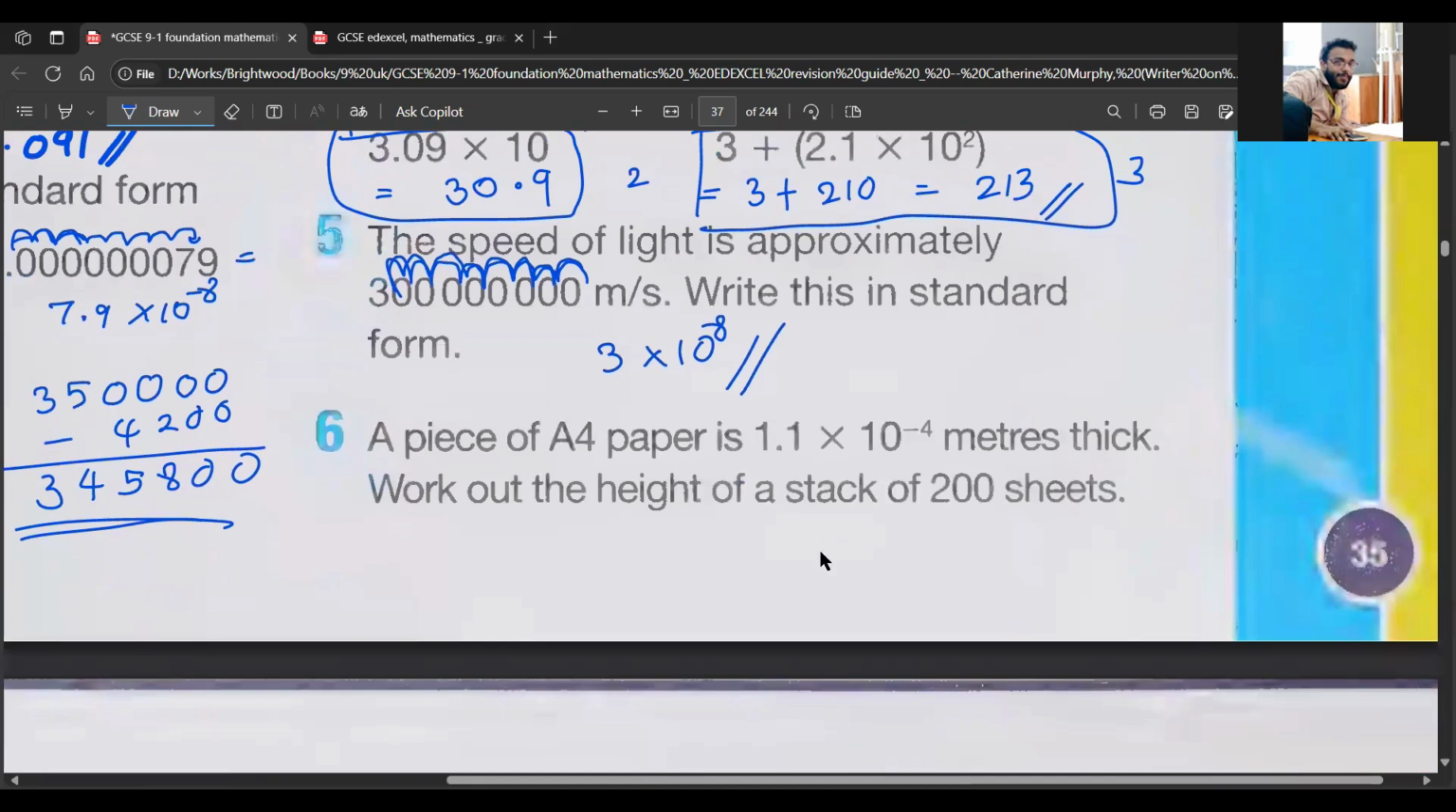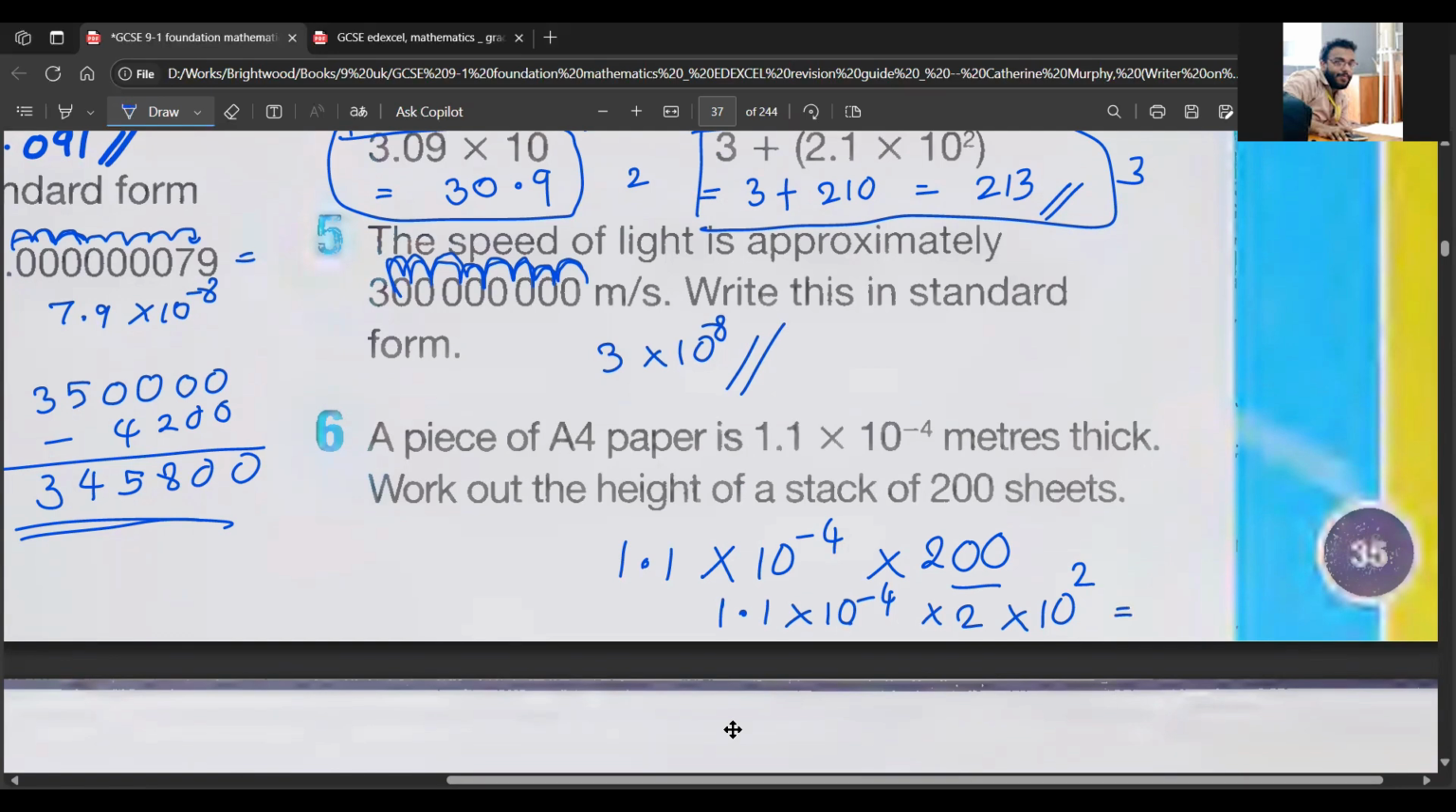Here, a piece of A4 paper like this. So work out the height of the stack of 200 sheets. You have to multiply this one, 1.1 into 10 to the minus 4, multiplied by 200. When you multiply, actually there are two zeros, which means plus 2. You can write 200 as 2 into 10 to the power plus 2. Is that clear? When you multiply, do you remember the minus value and plus value? When you multiply, you add the powers.